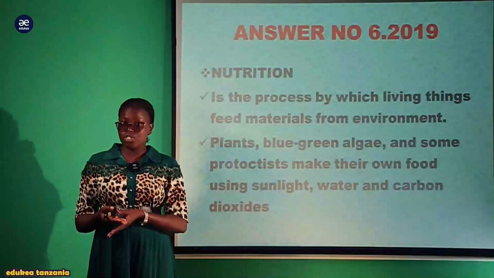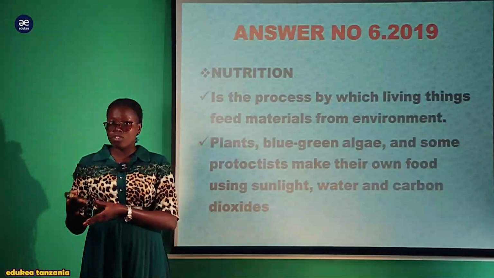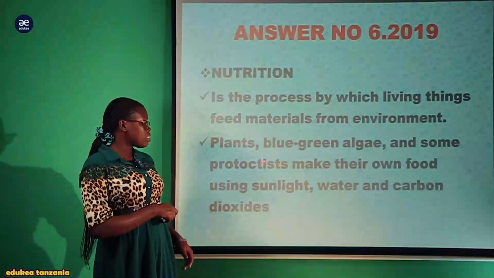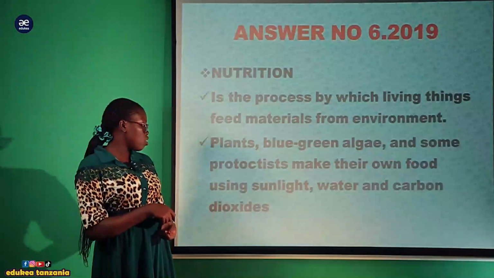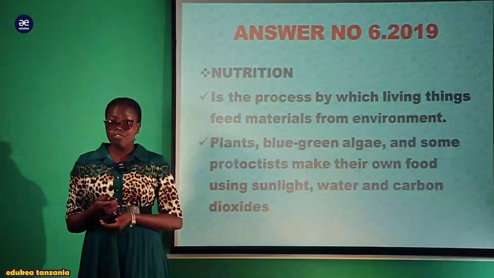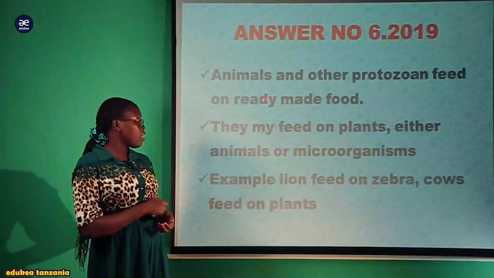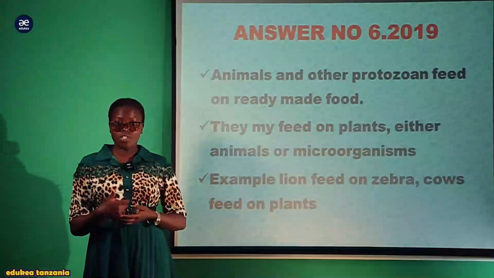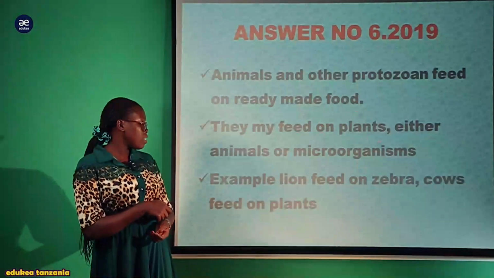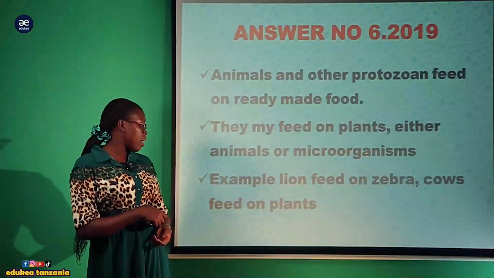And heterotrophic nutrition, these are organisms which depend on other organisms to feed on so as to get the nutrients. Example, animals. Also, plants, blue-green algae, and some protists make their own food using sunlight, water, and carbon dioxide. So this is known as photosynthesis. So these are examples of autotrophs. And animals and other protozoa feed on ready-made material, that unaita ni heterotroph. So they may feed on plants, animals or microorganisms. For example, a lion feeds on a zebra, a cow feeds on plants.